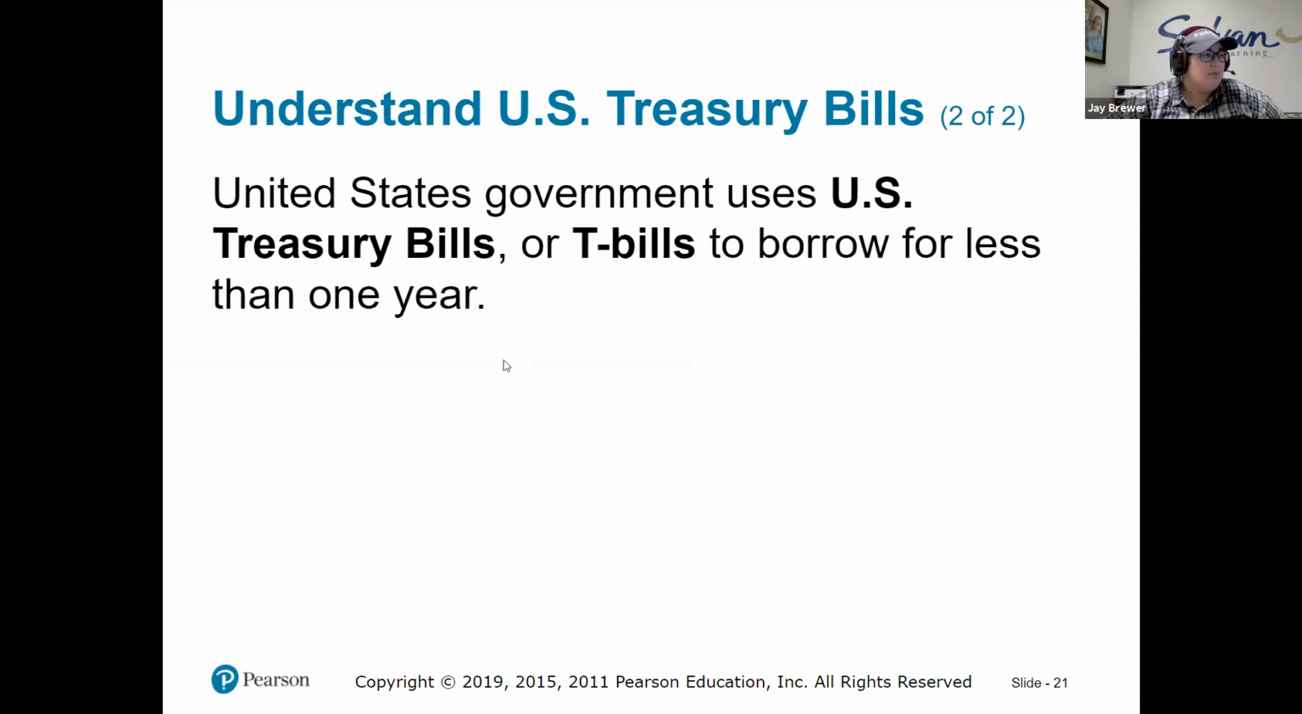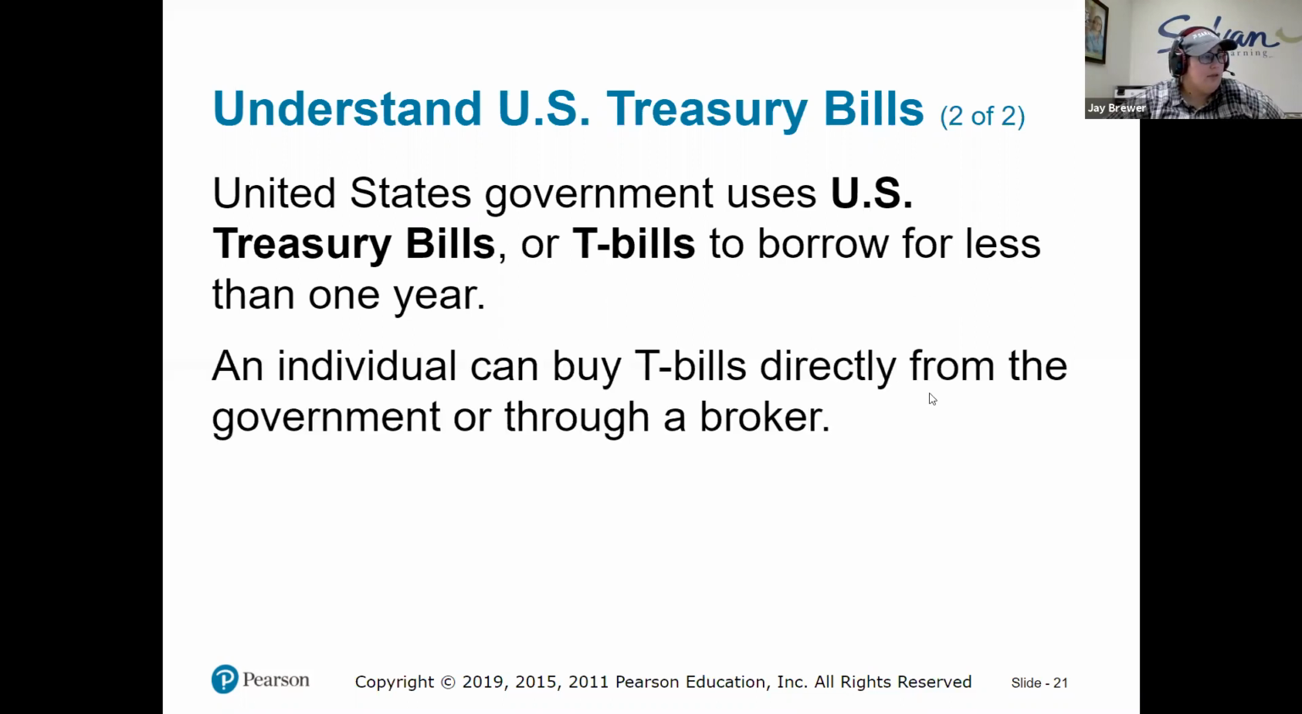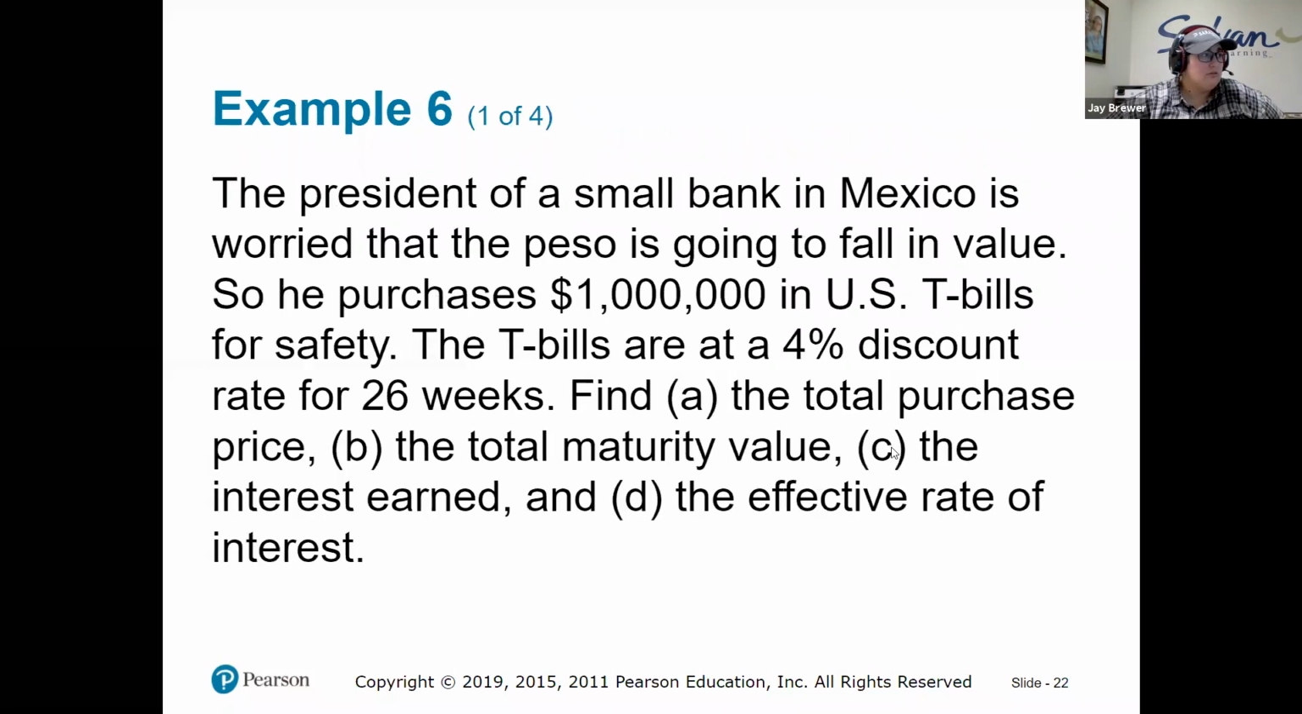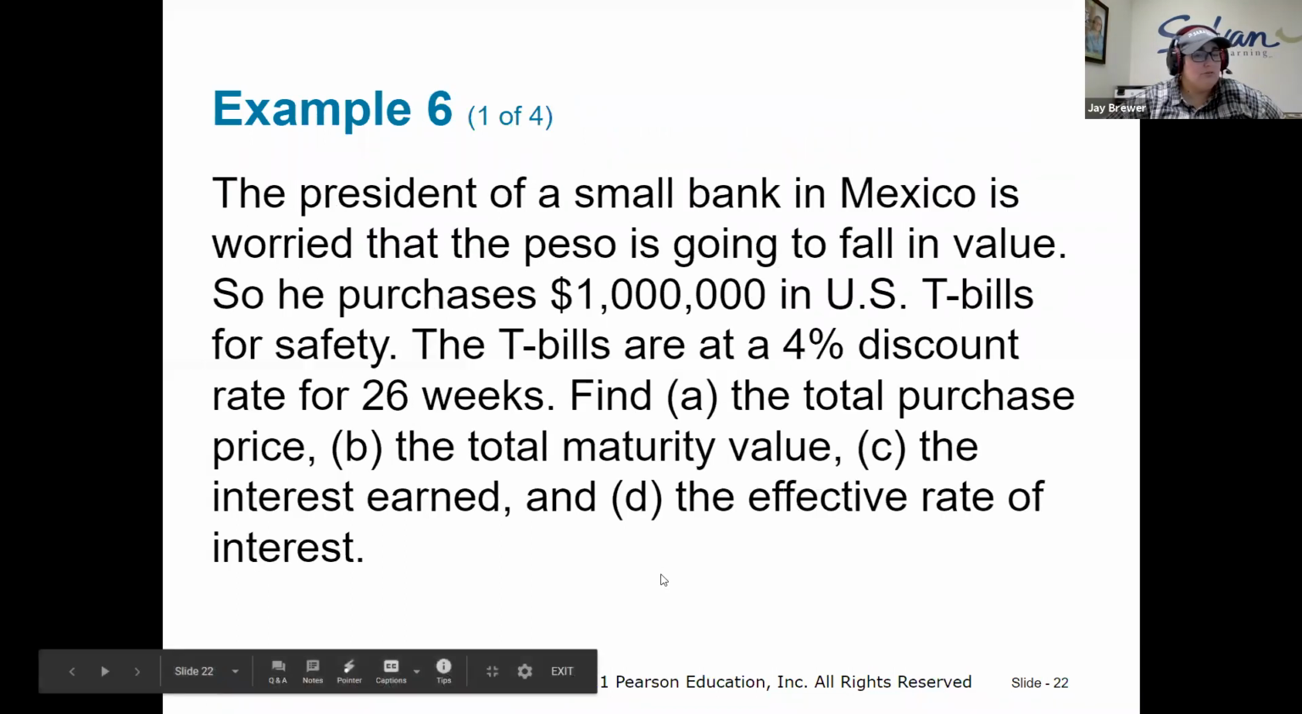All right. The United States government uses U.S. Treasury bills, or T-bills, to borrow for less than 1 year. An individual can buy T-bills directly from the government through a broker. T-bills use discount interest. All right, so I'm going to assume this will be an example using a T-bill.